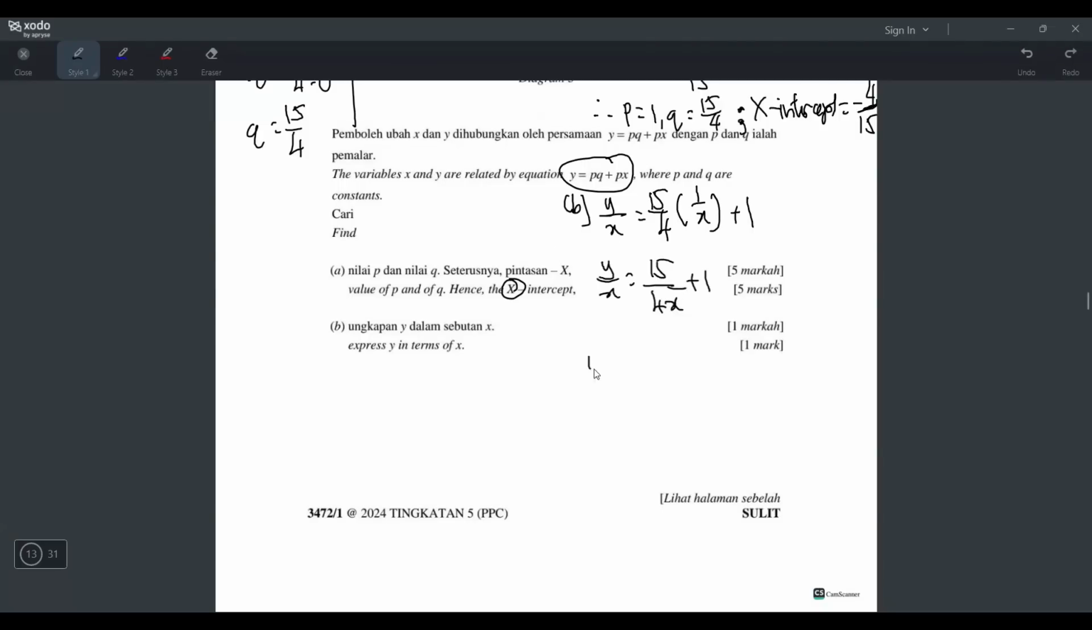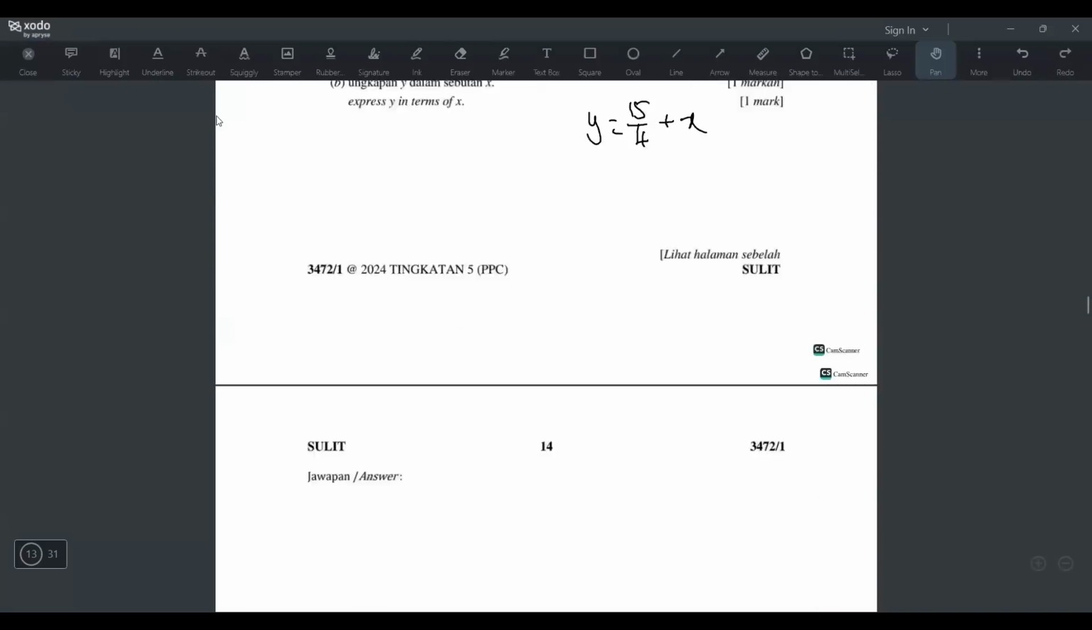Okay, now you move the x. So the whole thing times x, this one becomes 15 over 4, because when you times x, the x cancels. And then left with plus 1, 1 is just x. This is your answer. Okay, 15 over 4 plus x. Okay, done.